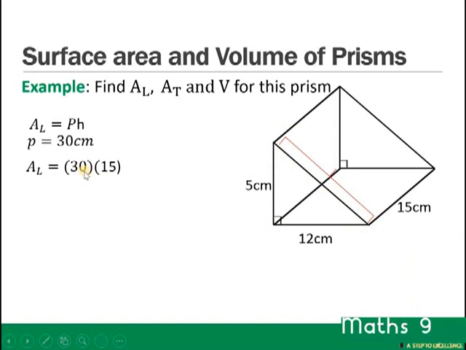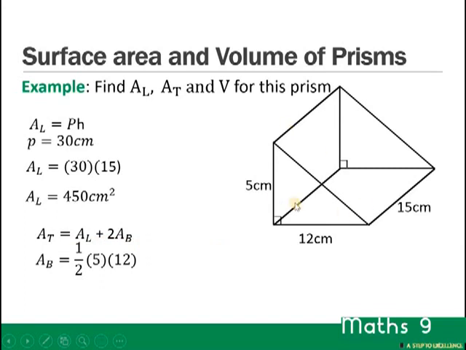Now we can find AL is 30 times the height, which is 15. 30 times 15, which is 450 centimeters squared. Now we can find the total surface area, AT, which is AL plus 2 times the area of the base. The area of the base is the area of this triangle, which is a half times 5 times 12, which is 30 centimeters squared. So the total surface area is 450 for the lateral surface area plus 2 times 30, which is 510 centimetres squared.